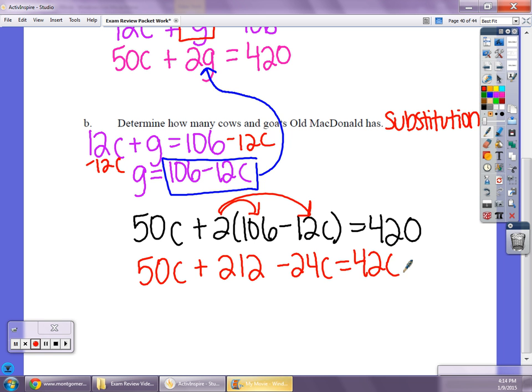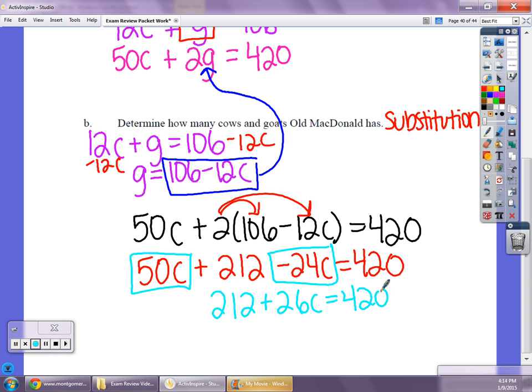All right, let's see what we can simplify on the left side. I have two different C values. So that's going to be 212, and 50 minus 24 is going to be 26, so plus 26C equals 420. Now we have a two-step equation. I'm going to subtract 212 from both sides. And I have 26C is equal to 420 minus 200 is 220, minus 12 is 208.